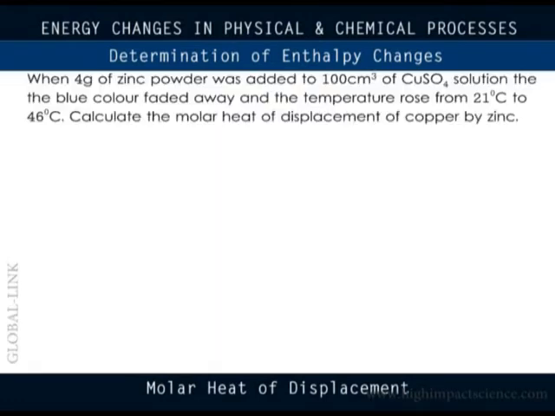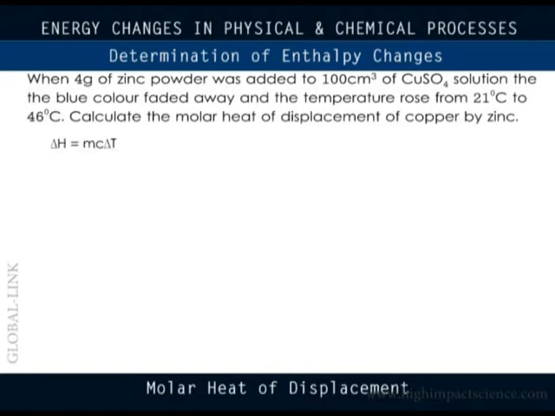when 4 grams of zinc powder was added to 100 cubic centimeters of copper 2 sulfate solution, the blue color faded away and the temperature of the solution rose from 21 degrees Celsius to 46 degrees Celsius. Calculate the molar heat of displacement of copper by zinc.